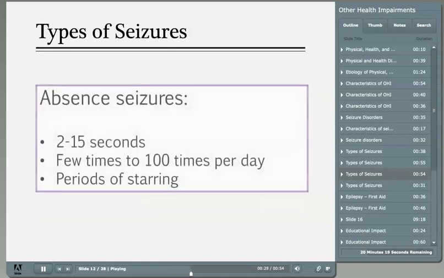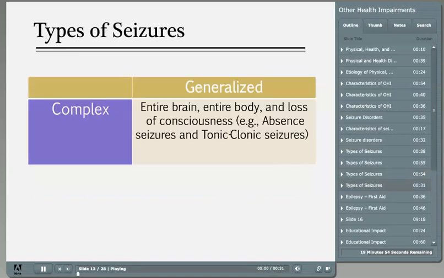Absence seizures usually last from 2 to 15 seconds and may occur a few times to 100 times a day. They usually present themselves as periods of staring off and are often mistaken for daydreaming. Afterwards, the individual will not likely have memory of what happened. As a teacher, it is important to make sure that a child receives information that may have been missed while in the midst of the seizure.